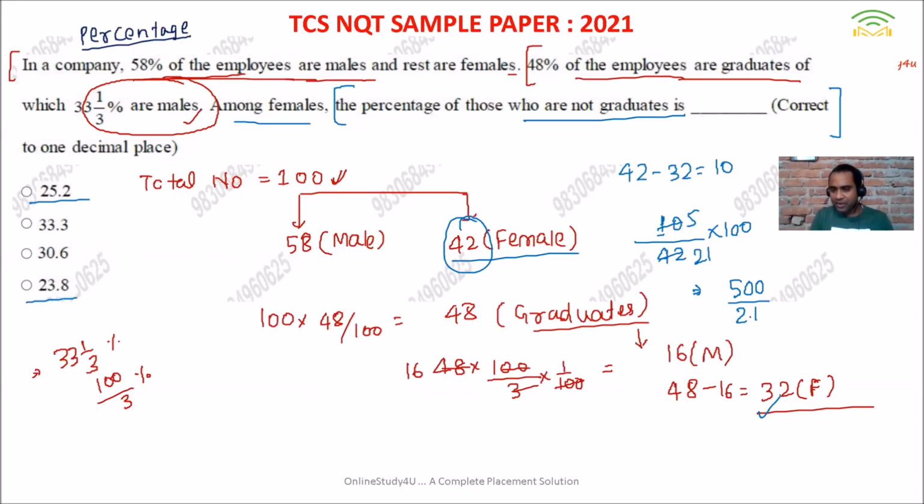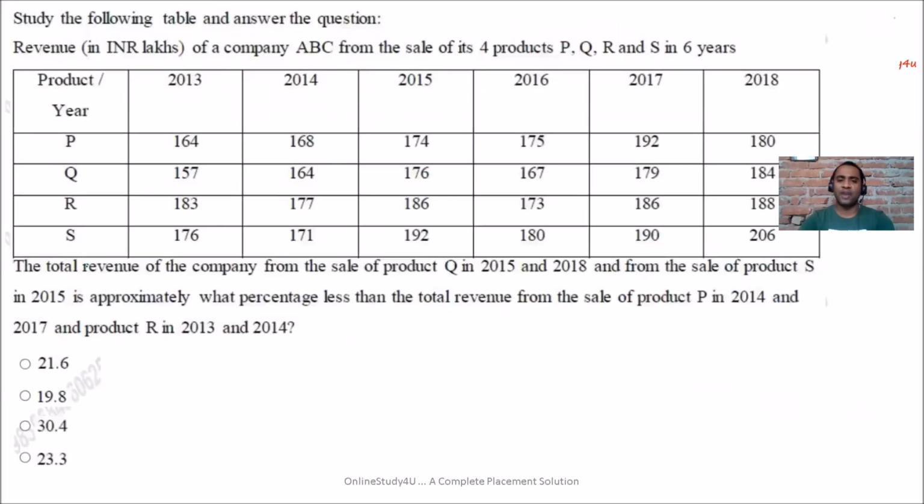If this were 20, then 500 by 20 would be nothing but 25%. But here it is 21, so definitely 25.2 will not be the answer. It is 23.8. So that is a smart way of doing it. And even in TCS, a calculator will be allowed, so you do not have to worry about that. Calculation will not be a problem in the TCS examination because you will have a calculator.